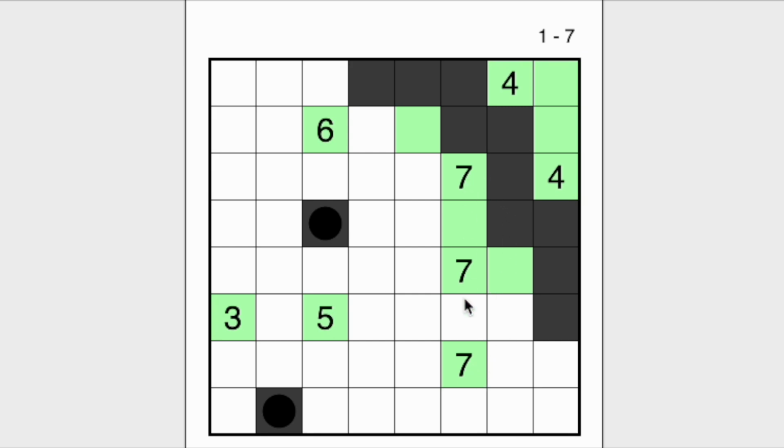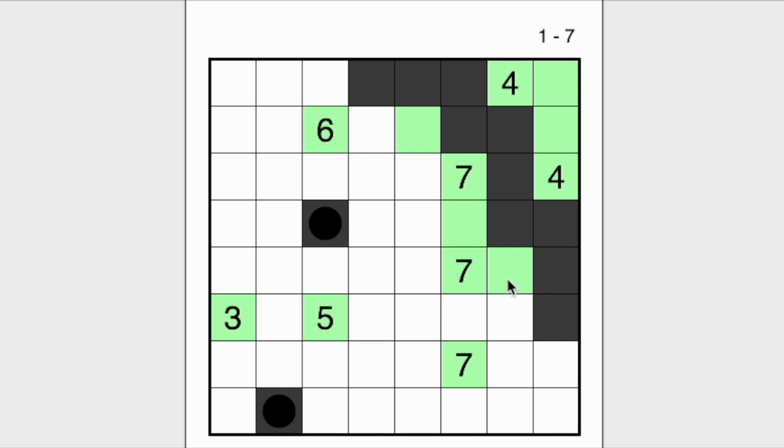So now let's look at this 7 clue. 1, 2, 3, 4, 5 have been already taken up as part of that 7 region. So I'm going to ask the question of, how can this part connect to this part?